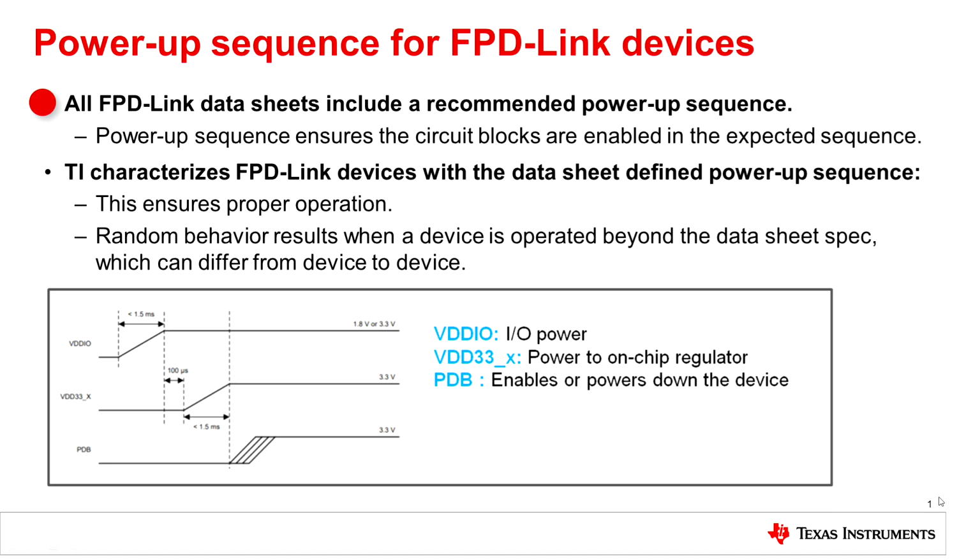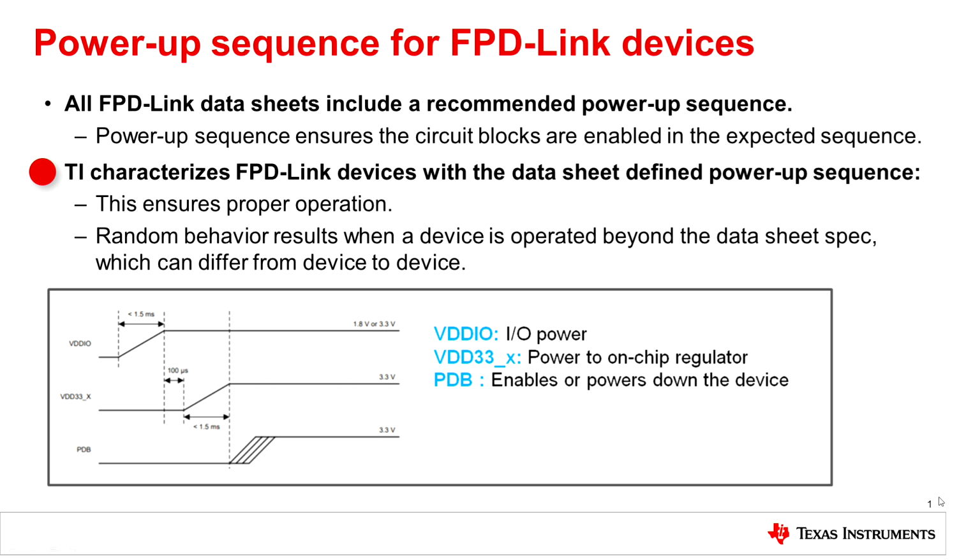All FPD-Link datasheets include a recommended power-up sequence. The power-up sequence ensures that the circuit blocks are enabled in the expected sequence inside the device. TI characterizes the FPD-Link device with a datasheet-defined power-up sequence. This is done to ensure proper operation for the device. Also, it is done to avoid any random behavior that can result from operating the device beyond the datasheet spec.